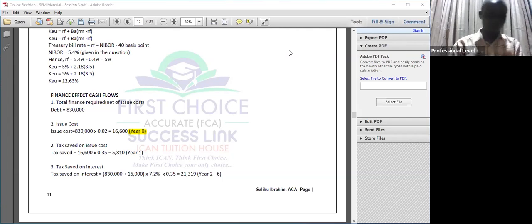But you see some questions, even though the issue cost is a year 0 cash flow, they still go ahead and put the tax saved in year 1. But whichever one you do, the examiner will not mark you wrong. Practically speaking, the examiner will not mark you wrong. But to be on the safer side, please treat the tax in the same year it is supposed to be treated. You understand? Okay. Any other question, please?